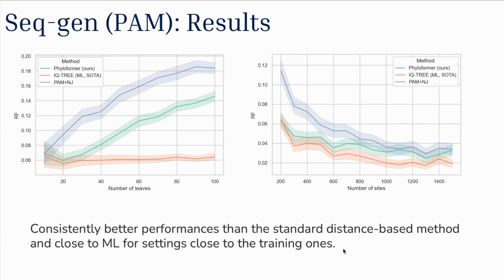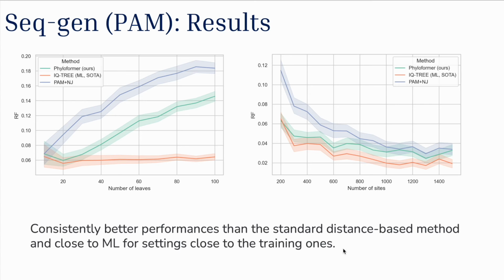We compared the performances of our method in terms of normalized Robinson-Foulds distance, a measure of the error between the true and reconstructed trees, against those of maximum likelihood, as implemented in the software IQ-TREE, and against those of a standard distance-based method, which uses neighbor joining with the maximum likelihood estimate of the distances.